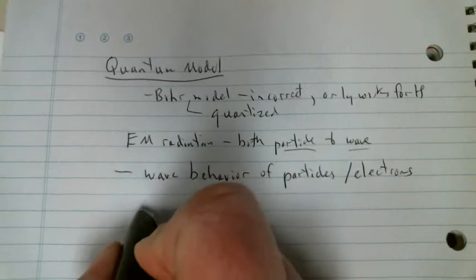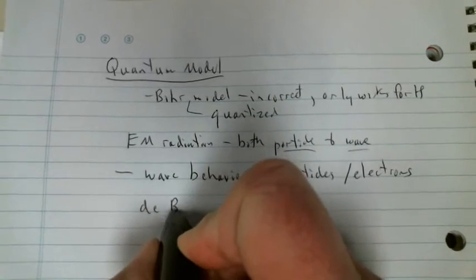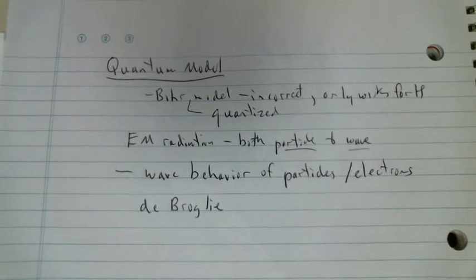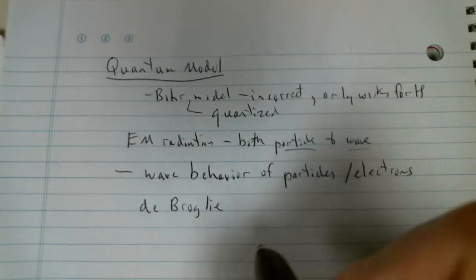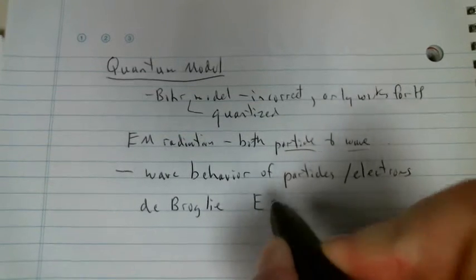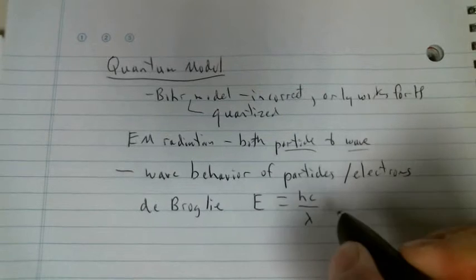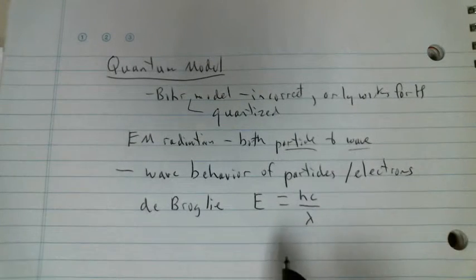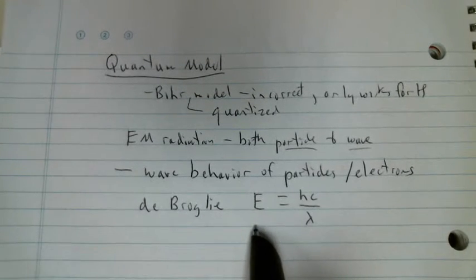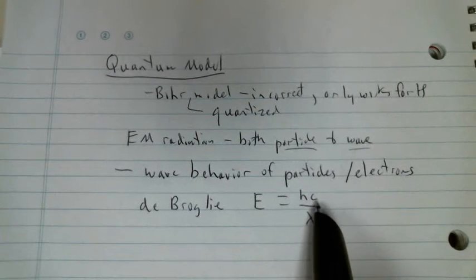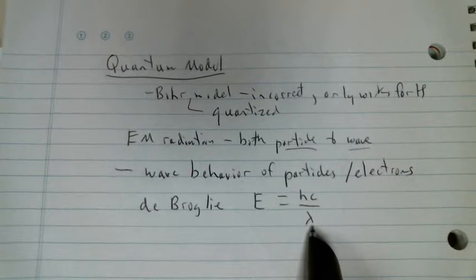And so de Broglie, and again, we don't need to know the names of these people, came up with an equation to describe this, called the de Broglie equation. Let's see if I can explain it a little bit. We had our energy from before of a photon, which is Planck's constant times the speed of light over the wavelength.